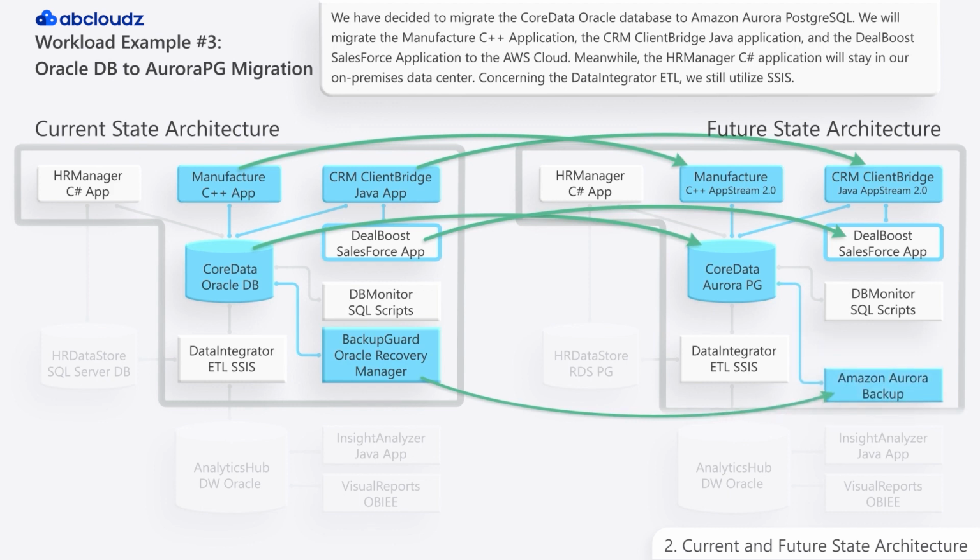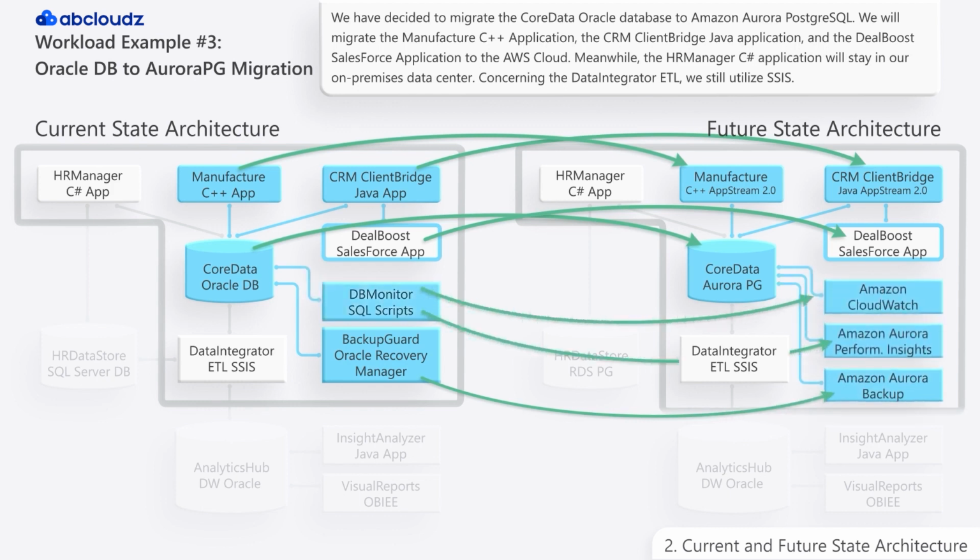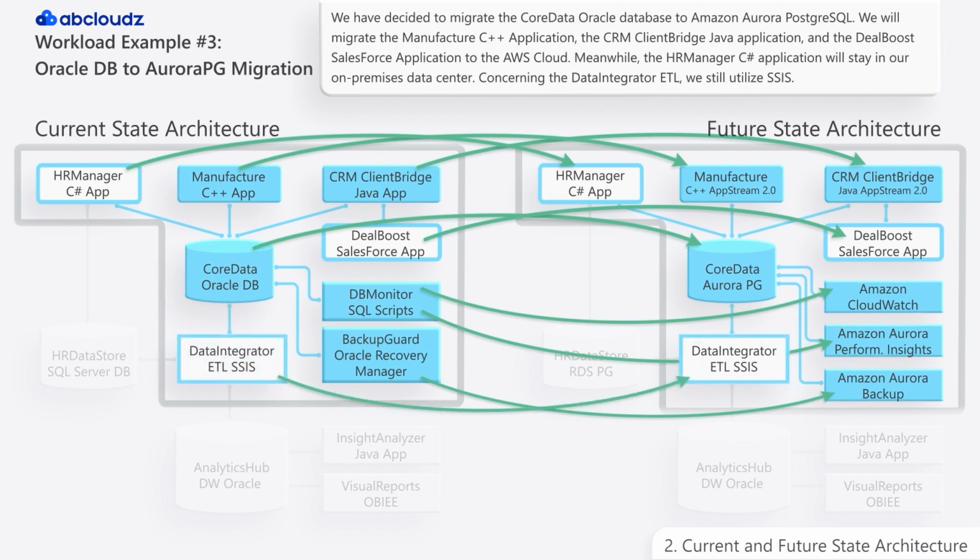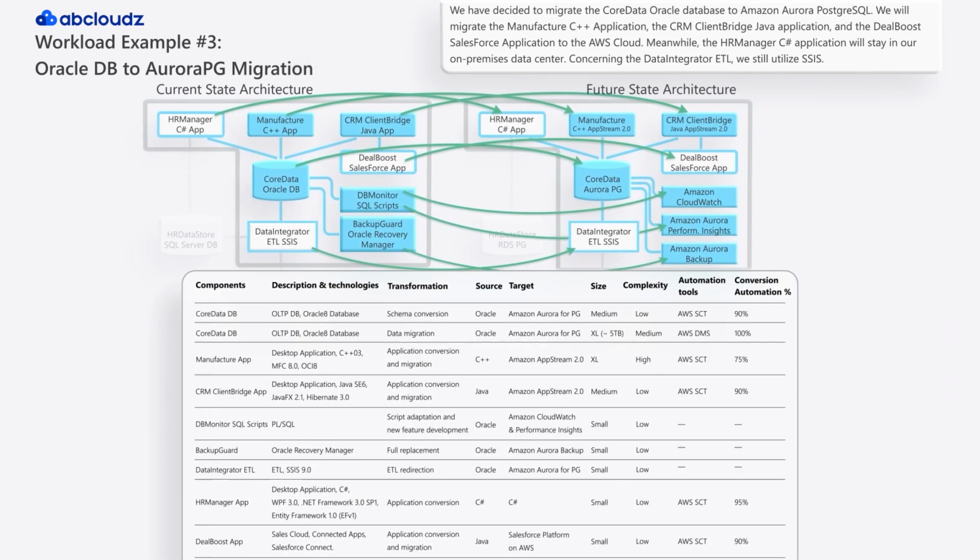For database performance monitoring, the client opted for both services trialed in the POC: Amazon Aurora Performance Insights for in-depth database load analysis and Amazon CloudWatch to monitor and notify on the health of the database, and what's more, the 2 AppStream 2.0 applications. The HR Manager C# application remains on premises, but we update it to connect to the core data PostgreSQL database. As for the data integrator ETL/SSIS process, we retain SSIS but adjust its code to integrate with the core data PostgreSQL database. The transformation table for this scenario is detailed as follows.